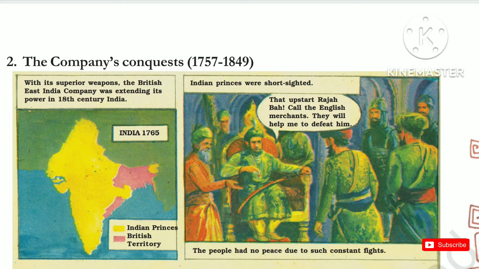2. The Company's Conquests, 1757 to 1849. With its superior weapons, the British East India Company was extending its power in India in the 18th century. Indian princes were short-sighted.